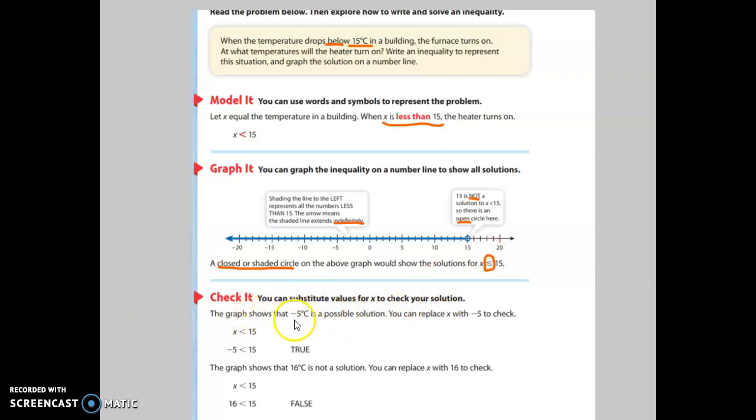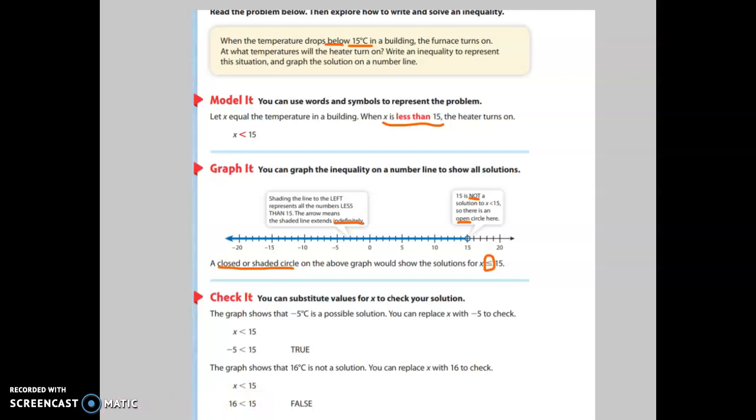The graph shows that -5 degrees Celsius is a possible solution. You can replace x with -5 to check. So x is less than 15. -5 is less than 15. Yes, this is true. The graph shows that 16 degrees Celsius is not a solution. You can replace x with 16 to check. X is less than 15. 16 is less than 15. This is false, right? If you have $16, it's more than if you had $15.